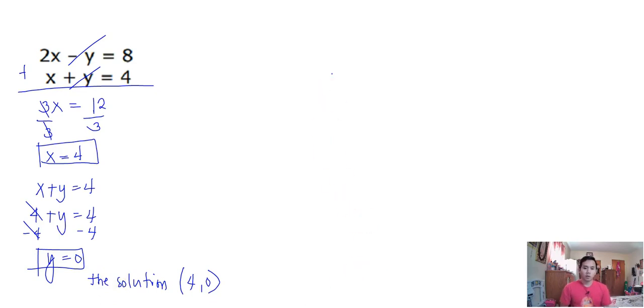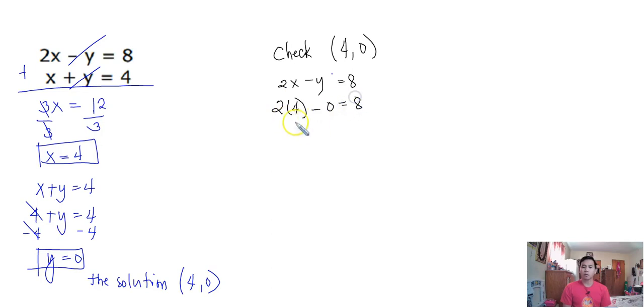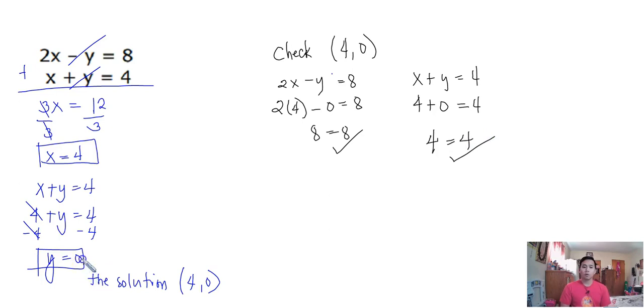Now, again, once you get your solution, you go ahead and do checking. I'm going to check using my solution 4, 0. The first equation is 2x minus y is equal to 8. So my x is 4 minus my y is 0. Is that equal to 8? So 8 is equal to 8, which is true. The second equation is x plus y. It's basically x is 4 and y is 0, which is 4 is equal to 4. So our solution is 4, 0 for this system using the elimination method.